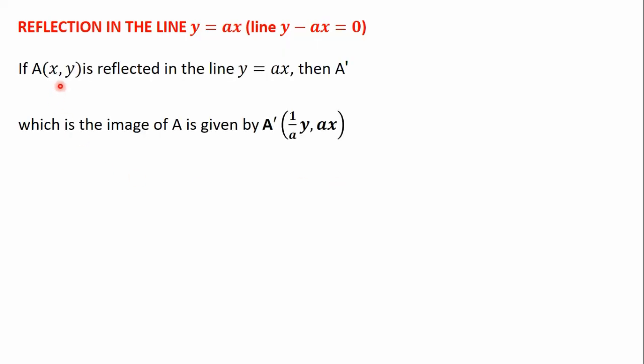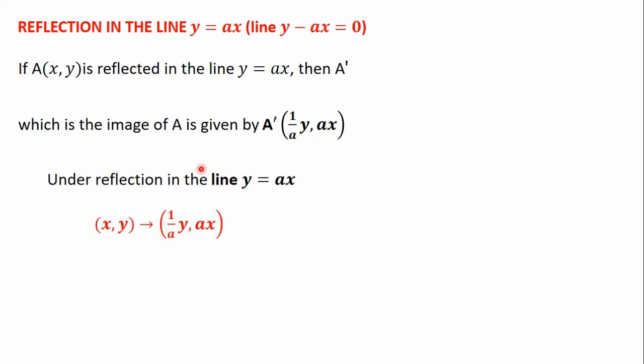If a point A with coordinates (x, y) is reflected in the line y is equal to ax, then A prime, which is the image of A, is given by A prime with coordinates 1 over a times y as the x coordinate, then ax as the y coordinate. So under a reflection in the line y is equal to ax, the rule of the transformation is (x, y) mapped to (1 divided by a times y, ax).